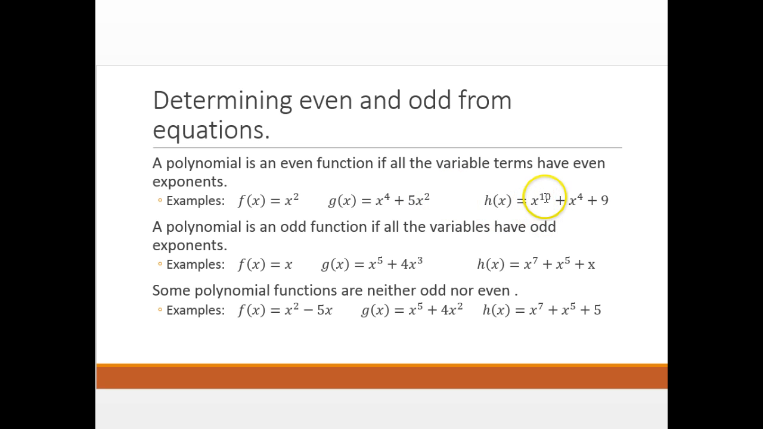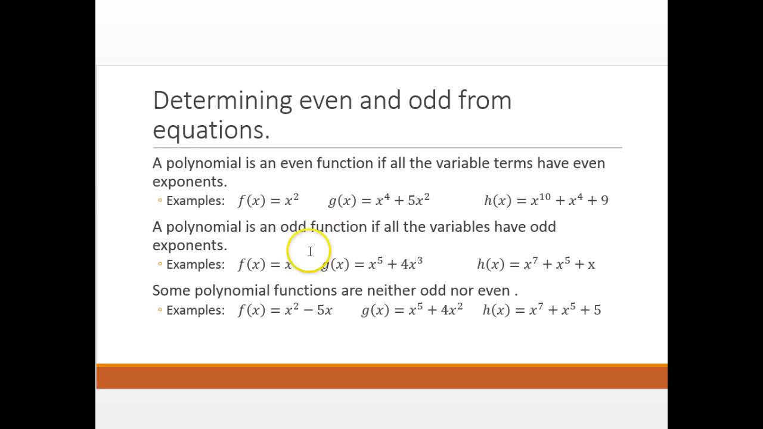Here, this is x to the 10th plus x to the 4th plus 9. Just 9 looks a little bit odd. You're sitting there going, well, the exponent of 9 is 1. That's odd. However, when we're talking about exponents, we're just talking about exponents of the variable terms. There is no variable term here. It's just 9. It's understood to be 9 times x to the 0 power, because anything to the 0 power is 1. So this 9 behaves as an even term.